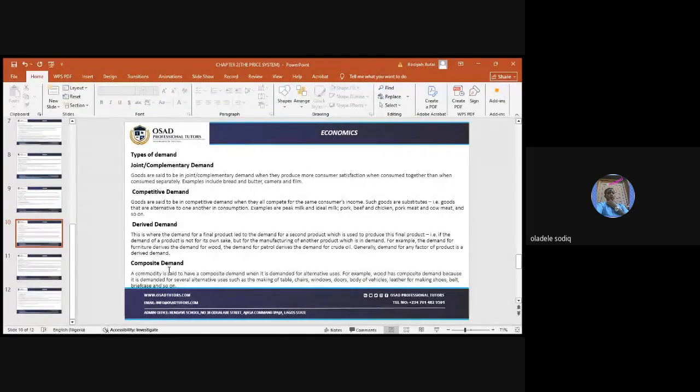The demand for petrol drives the demand for crude oil. Generally, demand for any factor or product is a derived demand. Now let me give you an example. This derived demand is also what we can call capital goods. What are capital goods? They are goods that are used to produce another product. Clifford, give us an example of a good that you know that I can also use to produce another product, for further production. Let me put it that way.